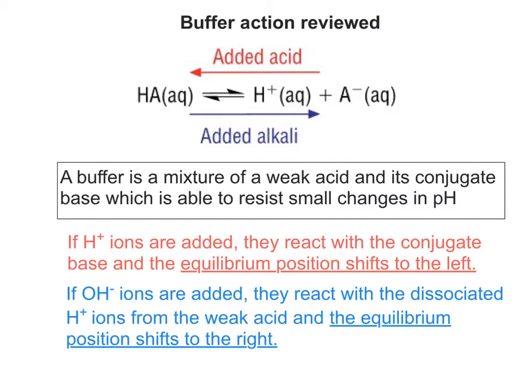If acid is added in the form of H+ ions, they react with the conjugate base, A- in this example on the screen, and the equilibrium position shifts to the left. If OH- ions are added in the form of an alkali, they react with the dissociated H+ ions from the weak acid that are already there, and the equilibrium position shifts to the right.